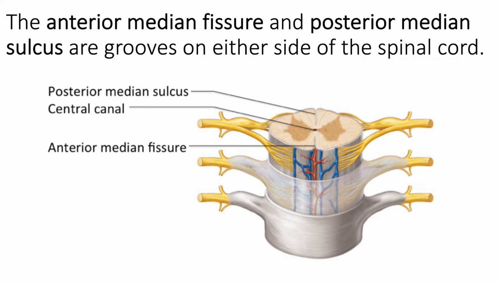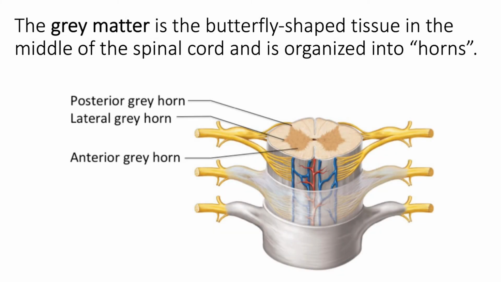cerebrospinal fluid. In cross-section, the spinal cord has deep gray matter and superficial white matter. The gray matter looks kind of like a butterfly. And importantly, gray matter in general, whether we're talking about the spinal cord or the brain, is composed of densely packed neuronal cell bodies. So think back to our discussion on the neuron.